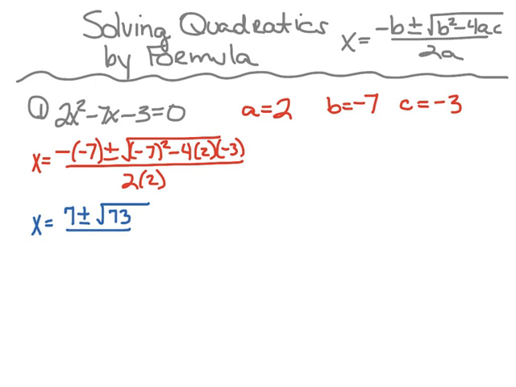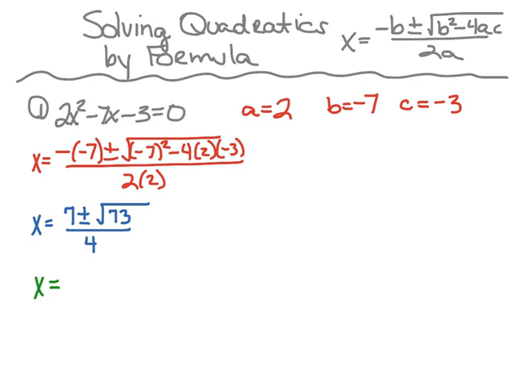And if I multiply 2 times 2, that is 4. So at this point I have x is equal to 7 plus and minus the square root of 73 all over 4. Now notice here, if we try to take the square root of 73, we're going to end up with a decimal. And rather than writing the decimal, we're going to leave it in this radical form.